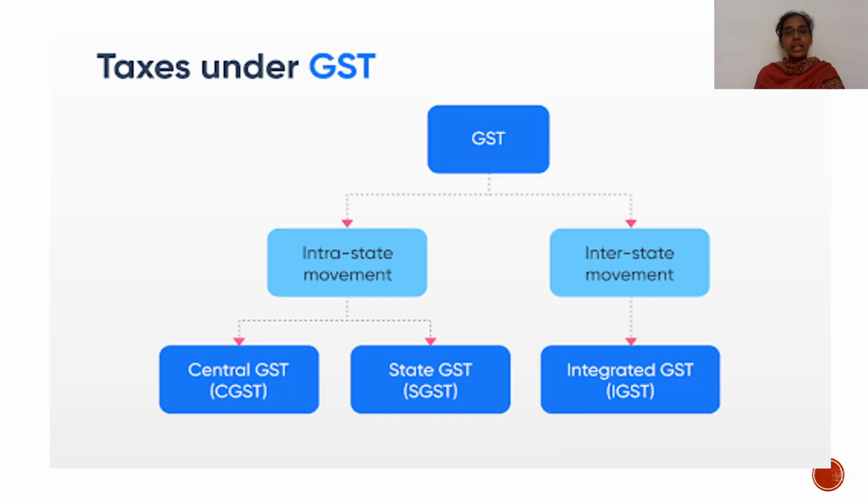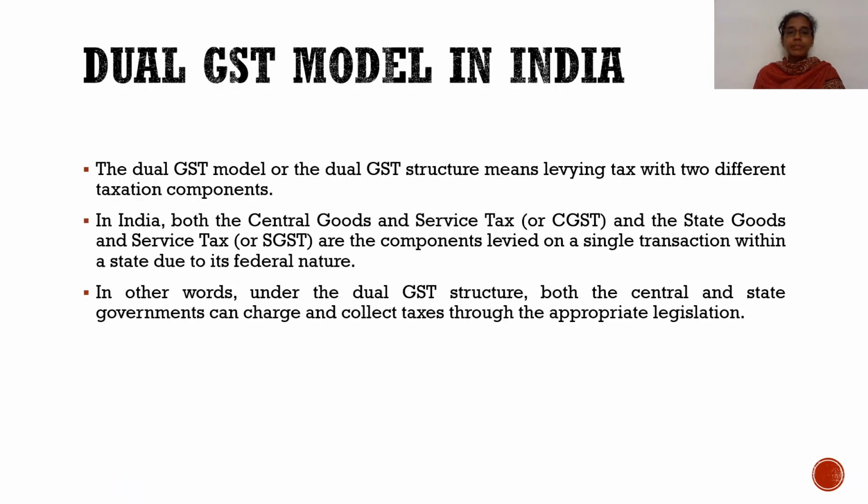So now let us understand when the taxes are levied. Under GST, if the goods are moving from one state to the other, we call that interstate movement, and in that case IGST would be charged. IGST is Integrated Goods and Service Tax. And if the goods are moving within one particular state, both the central government and state government come together to levy the tax. In that case, CGST and SGST would be charged. CGST stands for Central Goods and Service Tax, while SGST stands for State Goods and Service Tax.